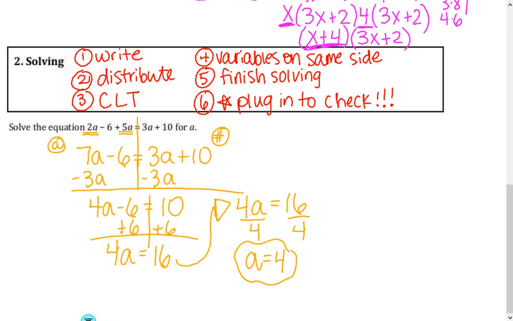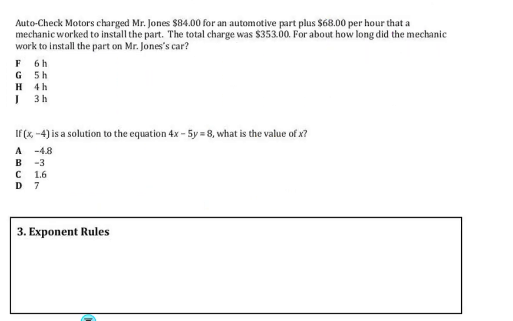On to the back. All right, this is a case where you would first need to start by writing out an equation. So Mr. Jones, he was charged $84 for a part plus $68 per hour. That indicates a variable. The total charge was this. For about how long did the mechanic work to install the part?